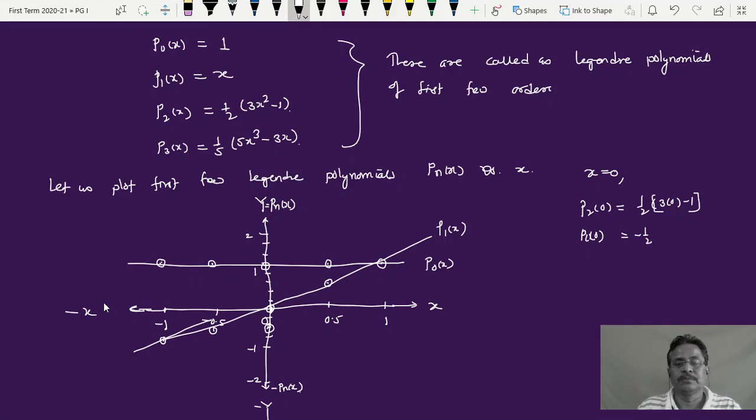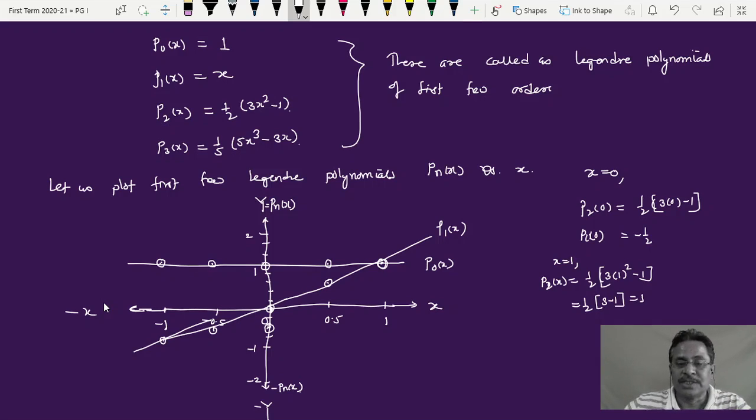Third point. Similarly, put x is equal to 1. Now what will happen? P2 of x is equal to 1 half into 3 multiplied by 1 square minus 1, as I have put x equal to 1. So let's check what happens here. It is 1 half into the bracket, 3 into 1 square is 3, minus 1. So it is 2 upon 2, which is 1. So I am getting this value here. When I put x is equal to 1, I'll get this value as this.